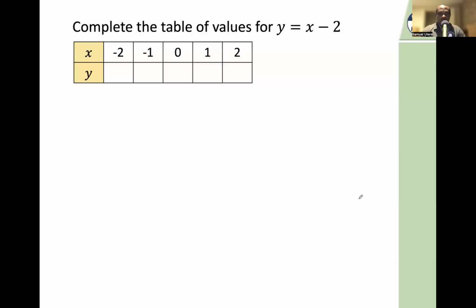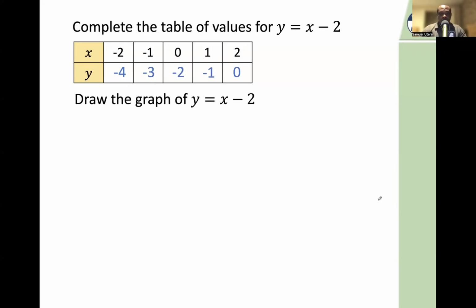Let's look at this one. If we're asked to complete the table of values for this, by now you know how it works. So for every x value, we have to subtract 2. So when we have negative 2 subtract 2, that should be negative 4. Now, when we keep doing this, these are the values we'll get.